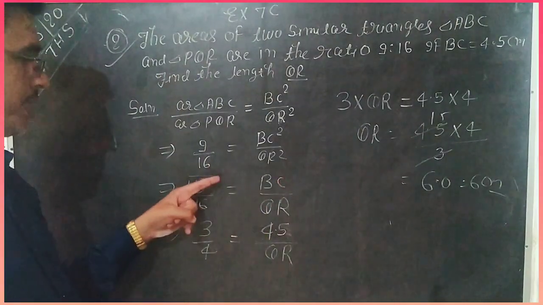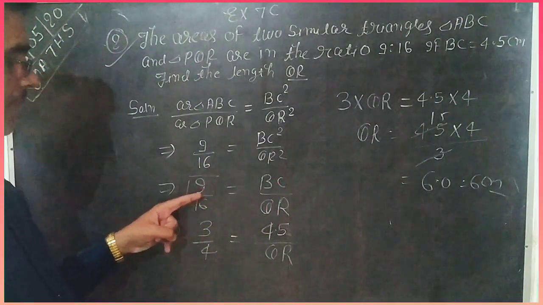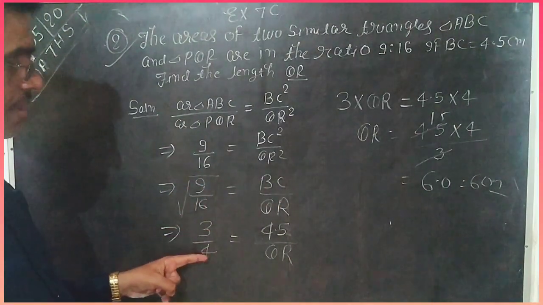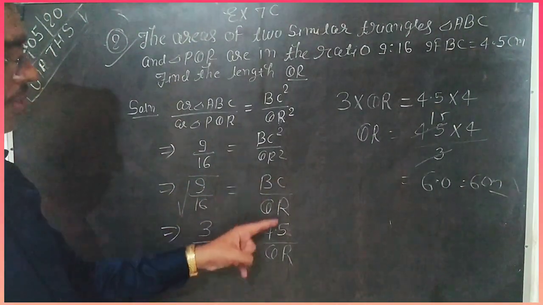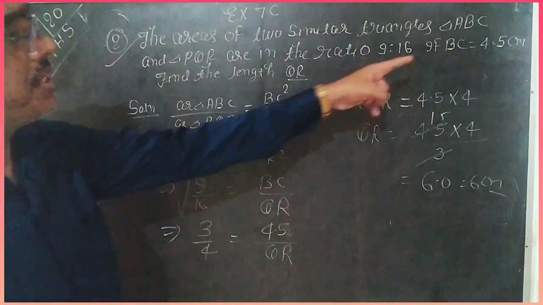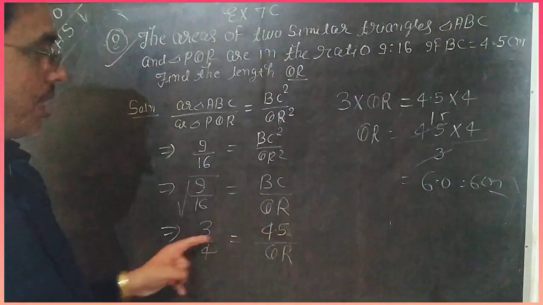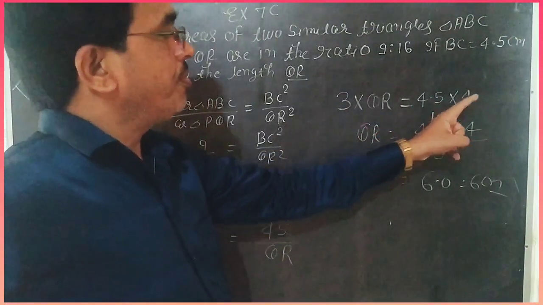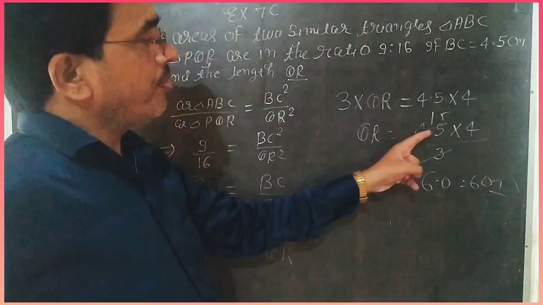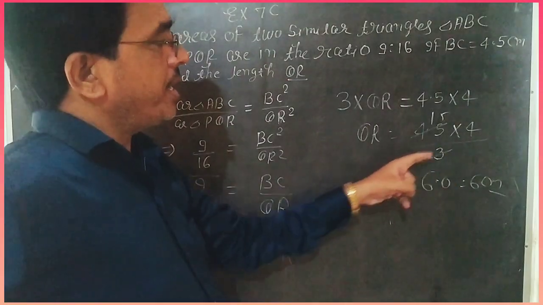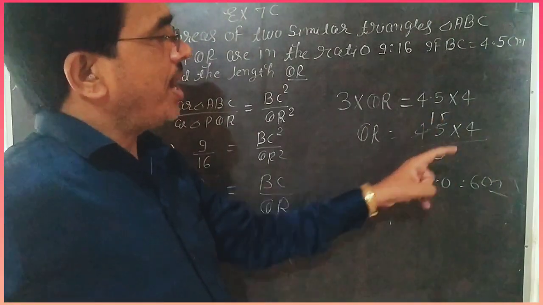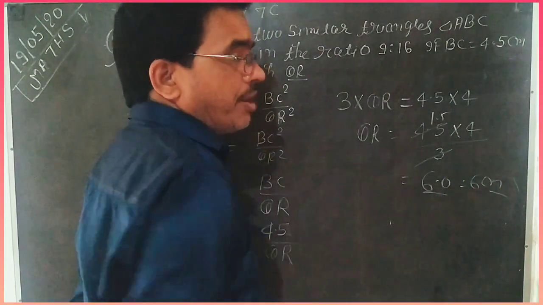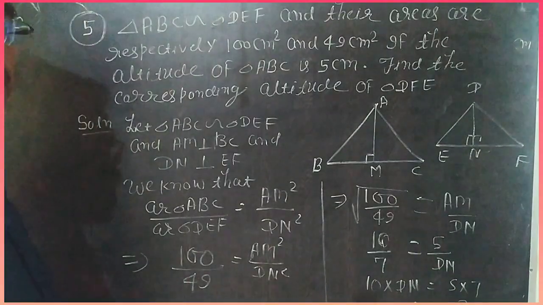Taking the square root, 9 by 16 becomes 3 by 4, which is equal to 4.5 by QR because BC is given as 4.5 cm. Now cross multiplication: 3 into QR is equal to 4.5 into 4. Then QR is 4.5 into 4 by 3, that is 1.5 into 4, which is 6 cm. It is your answer.